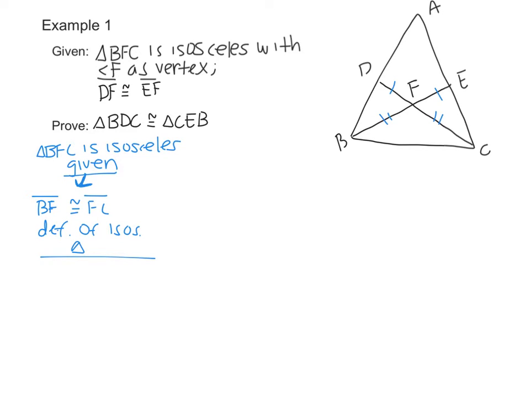Okay, now we know that since BF and FC are congruent, by the isosceles triangle theorem, this angle has to be congruent to this angle. So I'm going to go ahead and mark that up. So angle FBC is congruent to angle FCB, and that's by the isosceles triangle theorem. So we had to use this one to get here.